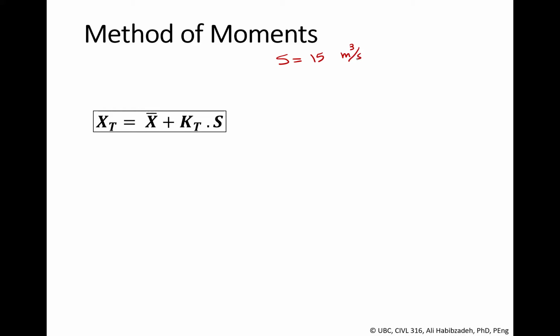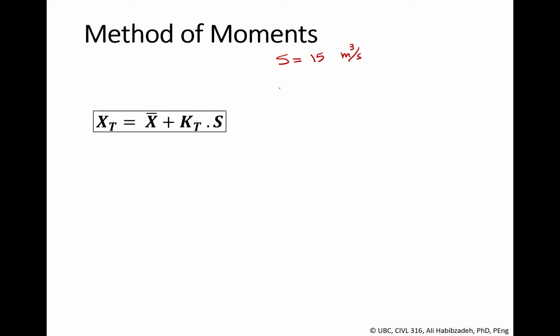Somebody's asking, is it just the Z from the Z table? That's one of the ways. Yes. So in general, depending on the type of distribution that you're using, KT will be different, but yes, that could be one.